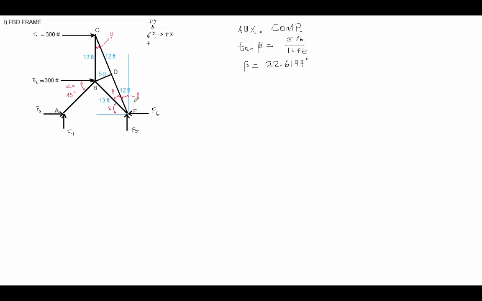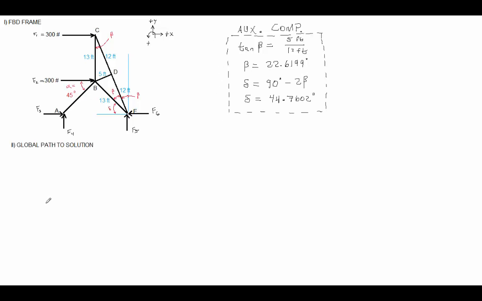degrees. If we look at this grouping of angles over here, you can see that all three are going to add up to 90. So my angle delta is going to equal 90 degrees minus 2 beta. Delta equals 44.7602 degrees.